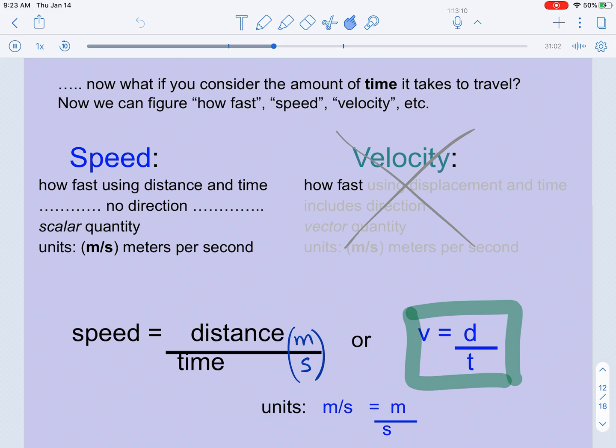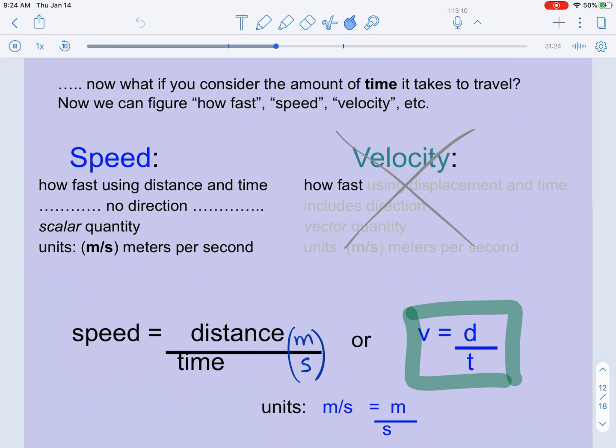Or for some of you, it may be a nice reminder as to how to calculate a value, depending on what the question is asking for. So I want you to understand where the units come from. Over here on the right-hand side, V equals D over T. This is my first official equation for this class.